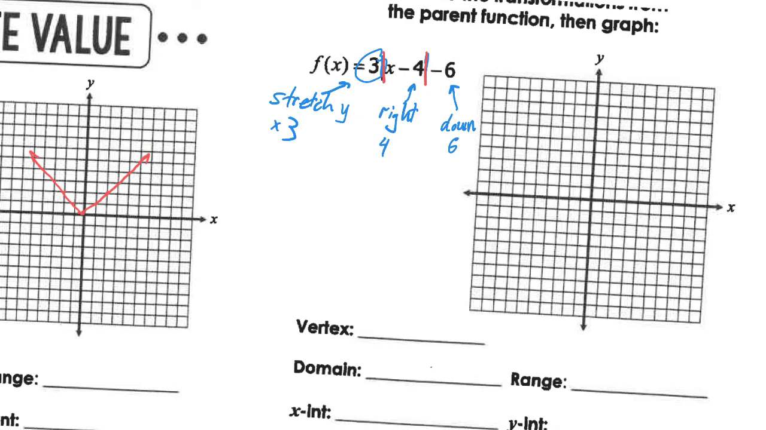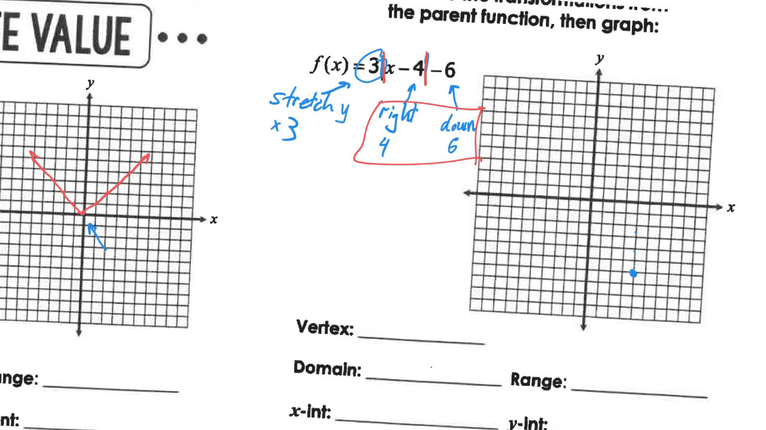So the first thing that I would like to do is change the vertex. So the vertex is at 0, 0 originally. The shifting right and down, that's going to move the vertex over. So I move the vertex to the right 4, 1, 2, 3, 4, and down 6, 1, 2, 3, 4, 5, 6. So there's my new vertex.